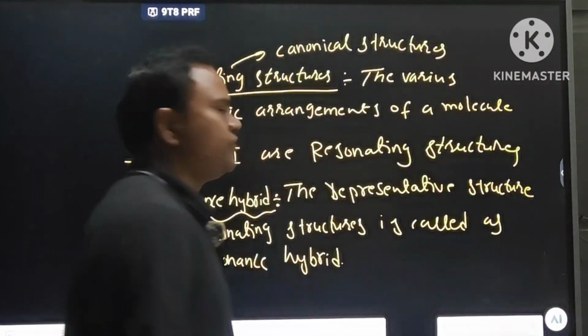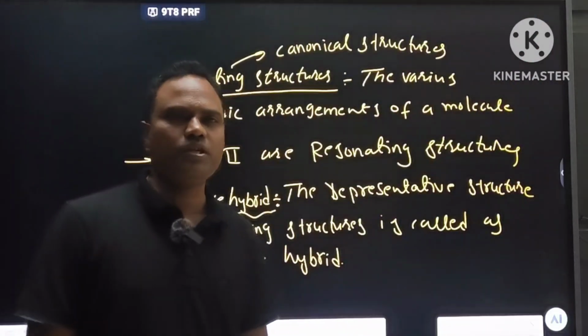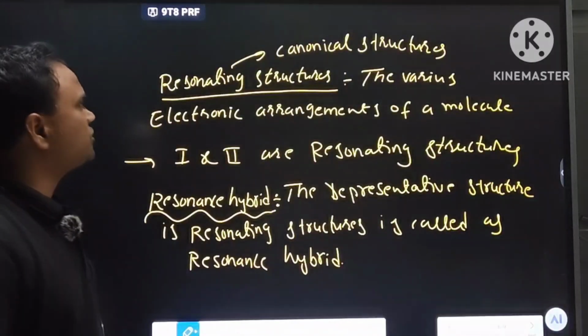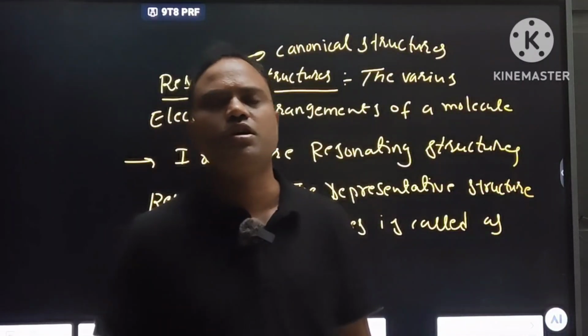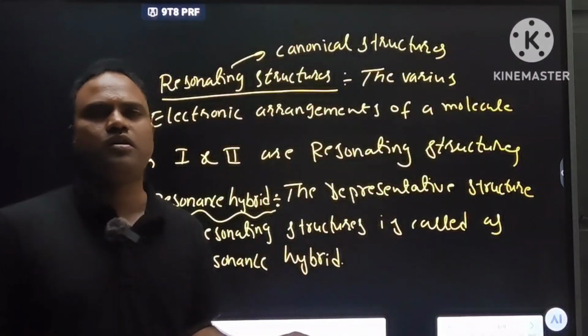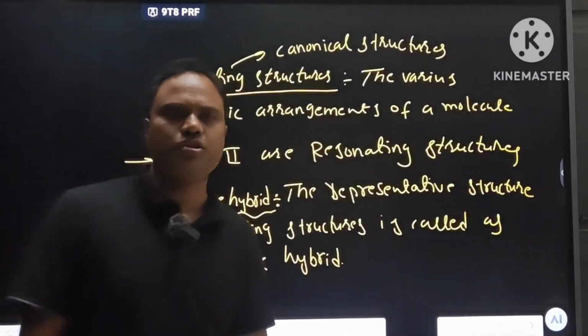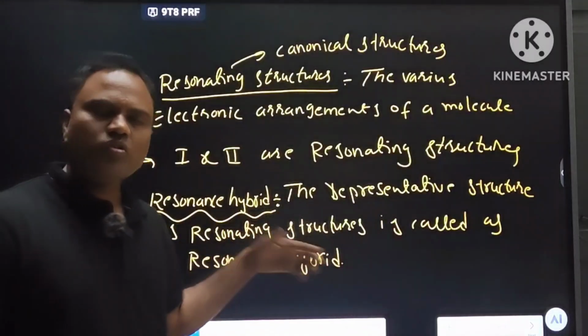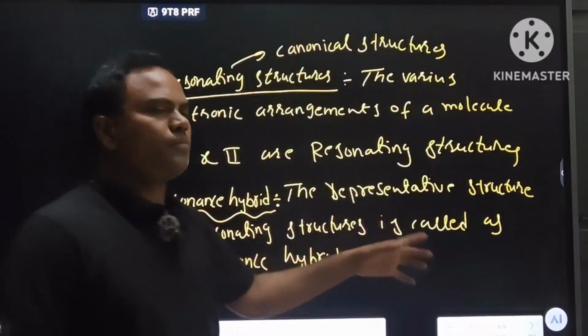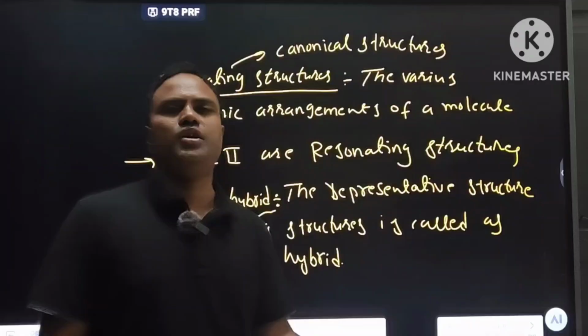Continuation of resonance effect or mesomeric effect. We completed resonating structures or canonical structures. What are resonating structures or canonical structures? The various electronic arrangements are called resonating structures or canonical structures. Next, resonance hybrid. What is resonance hybrid? It is the representative structure of resonating structures.